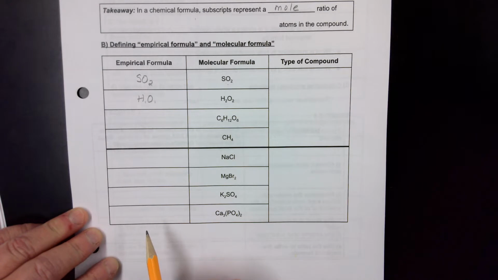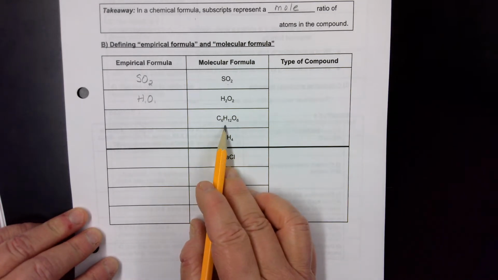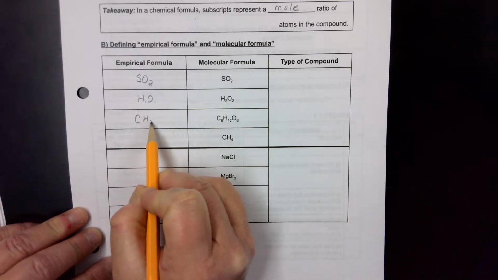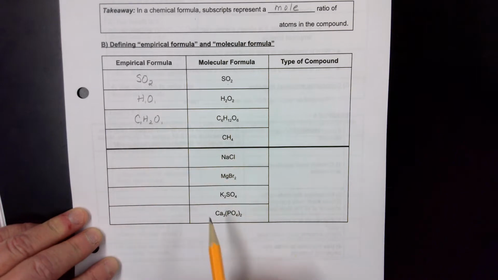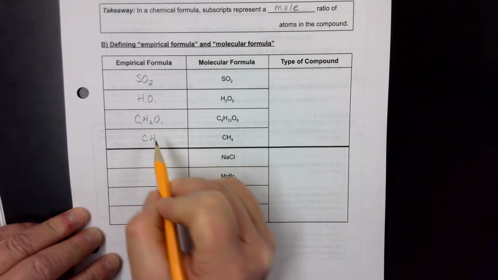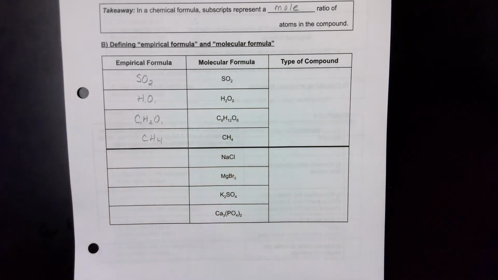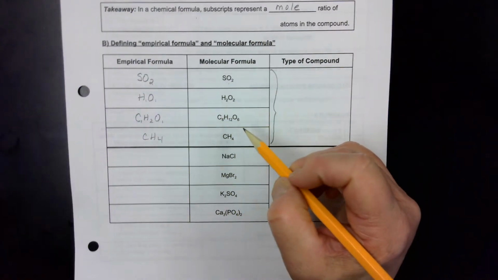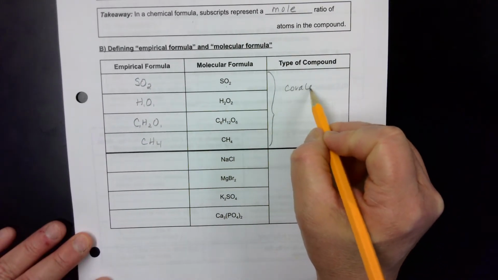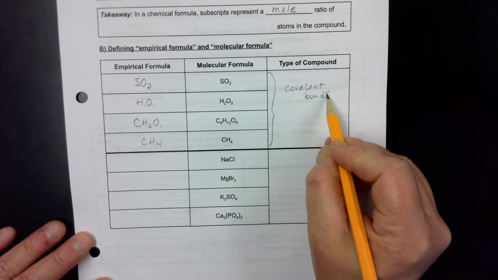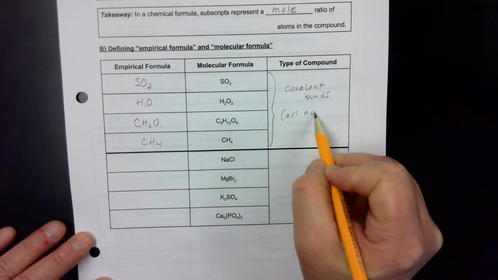a 1-to-1 ratio. If we have a molecular formula of C6H12O6, the empirical formula will be CH2O, a 1 to 2 to 1 ratio. If we have a molecular formula of CH4, the empirical formula will be CH4. Note that all of these compounds are all nonmetals, making these covalent type of molecules. They all have covalent bonds. These are all nonmetals. That's how we know that.